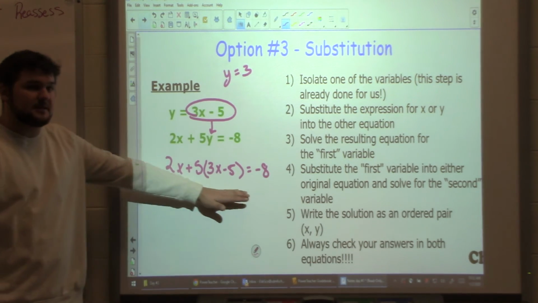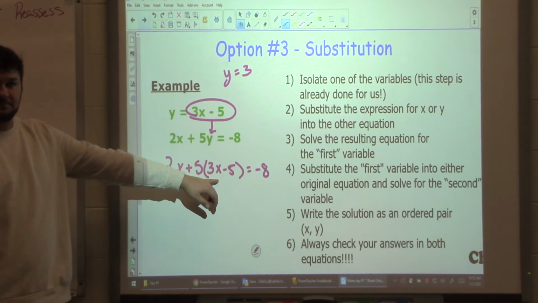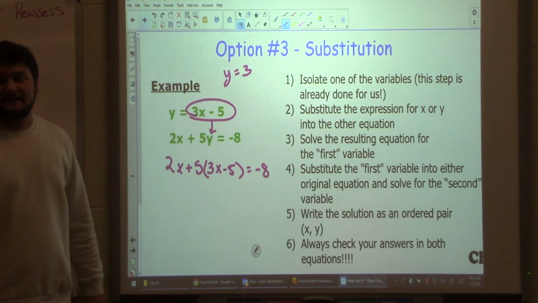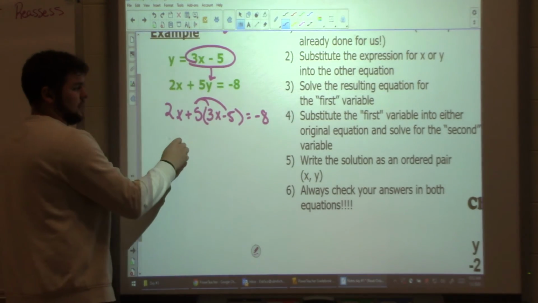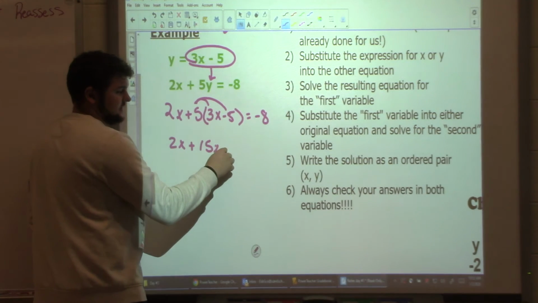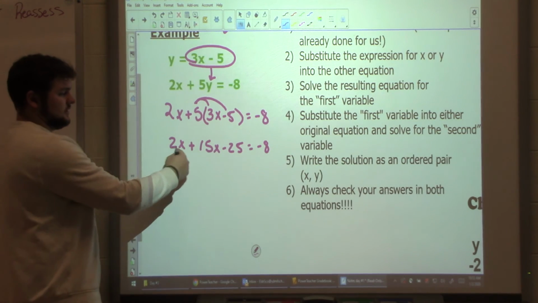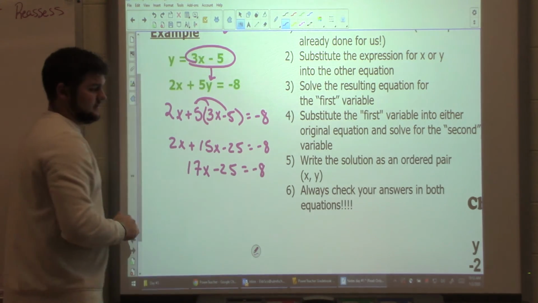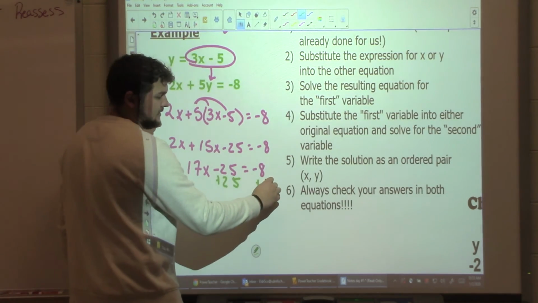Does that step make sense? Right? Because it equals y, I can replace y with it. Okay. Alright, then we're just going to solve for x. Distribute our 5. 2x plus 15x minus 25 equals negative 8. Well, 2x plus 15x is 17x minus 25 equals negative 8. So, add 25. Add 25.